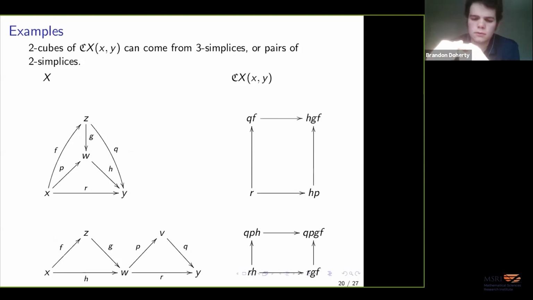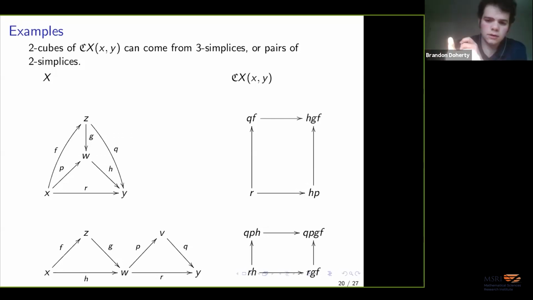So 2-cubes can have a couple of different forms. They can come either from 3-simplices or pairs of 2-simplices. So here we've got a 3-simplex that we would think of as witnessing a factorization of this edge r from x to y into f followed by g followed by h, with the two intermediate factorizations fq, or qf, and hp. So we get a 2-cube in the cubical mapping space, whose edges witness various compositions of that form.